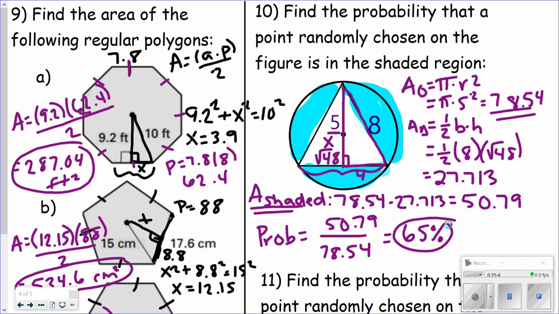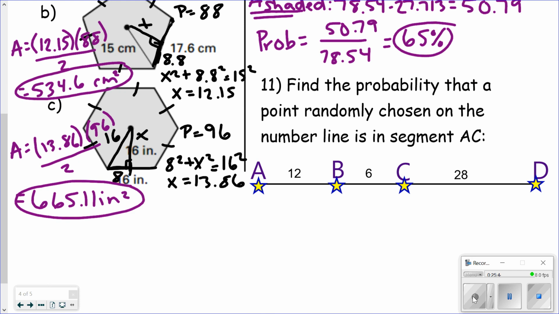And our last problem, number 11, find the probability that a point randomly chosen on the number line is in segment AC. Once again, probability is part out of the whole. So the part is just segment AC, which is made up of 12 and 6. Add those up, we get 18.